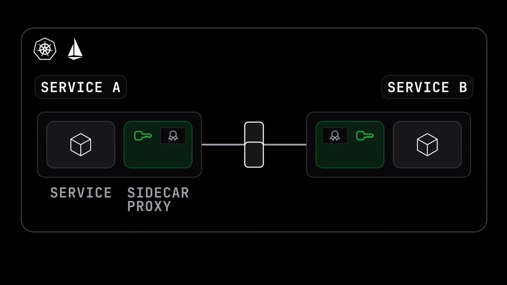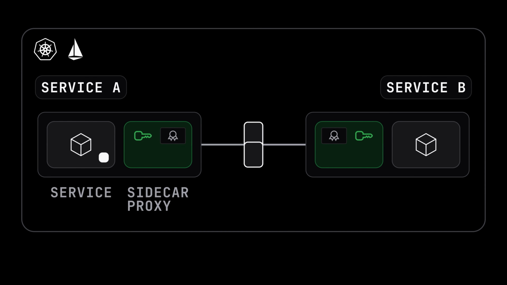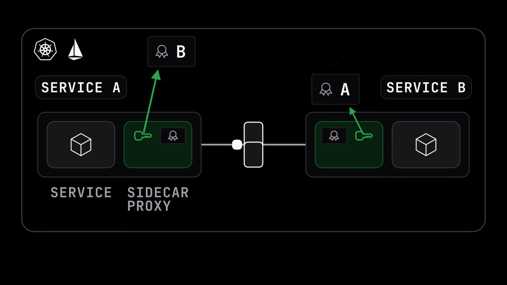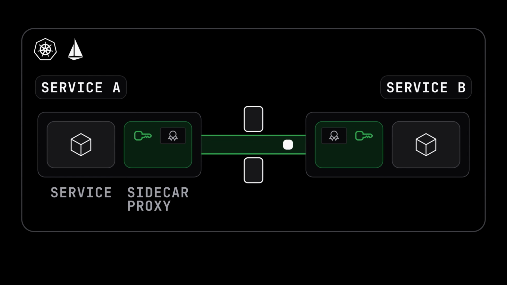Now, when service A wants to connect to service B, it sends a request to its proxy first, and the proxy opens the connection to service B's proxy on its behalf. During these connections, both sides request the other side's certificate, verify the identity and the signature on the certificate, and only if authentication was successful, establish a connection.